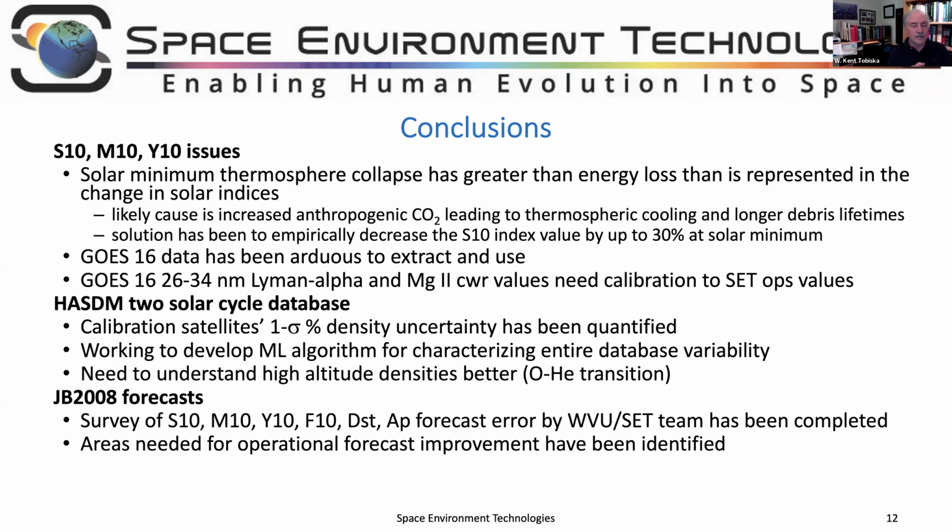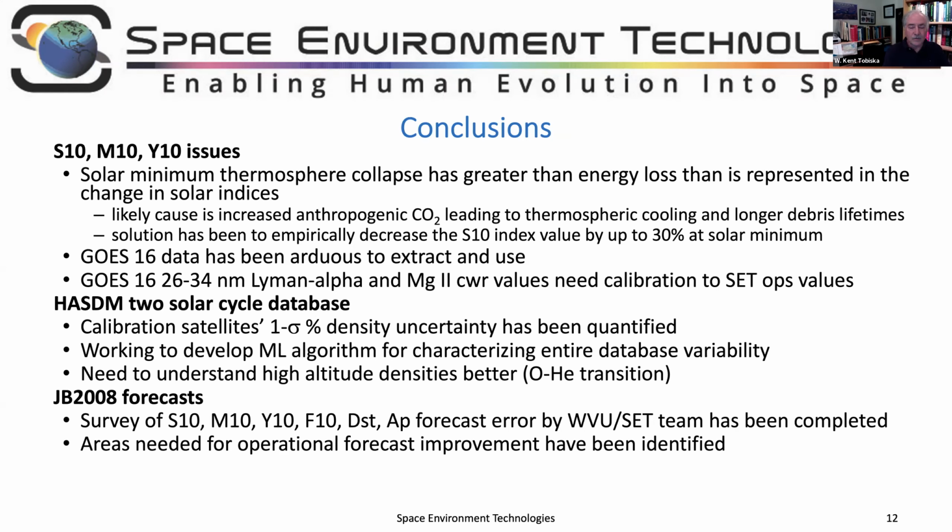Let's see. We see that there are these issues of the solar minimum thermosphere. It collapses. There's greater energy loss than is represented by the change in solar indices, likely due to anthropogenic CO2 thermospheric cooling. It leads to longer debris lifetimes. And so our community, I think, is trying to look at solutions on how to better represent that CO2 cooling.